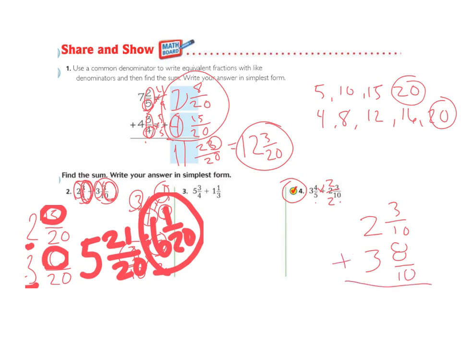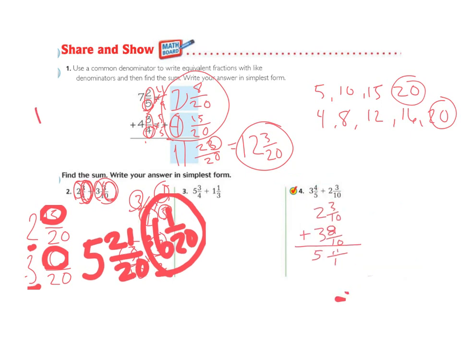So now I'm going to add these together. My whole numbers, I get 5, and then I get 8, 9, 10, I get 11/10. Okay, 11/10. Now 11's bigger than 10, so 10 goes into 11 one time, and that 1 whole plus the 5 is going to be 6. I'm going to have 1/10 left over, and that's how I do simplified fraction.